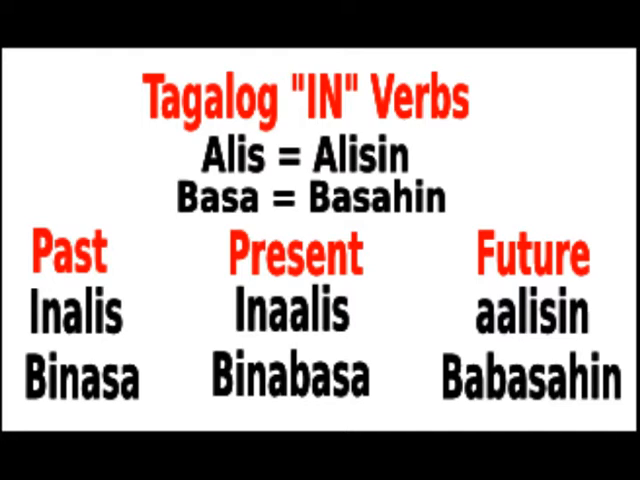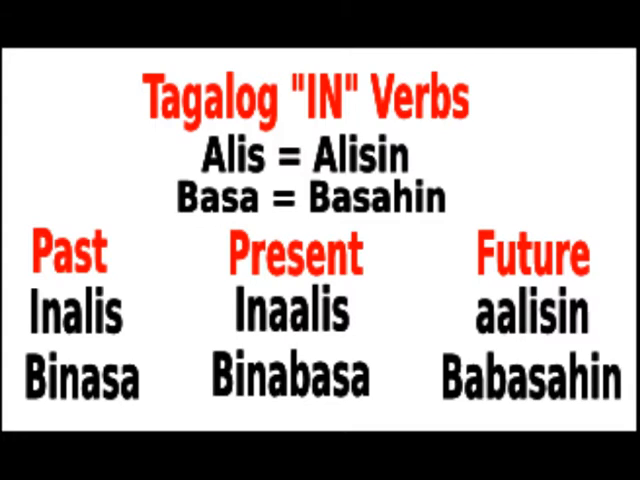Example: Alis, infinitive, alisin, imperative, alisin, past, inalis, present, inaalis, and future, aalisin. 2. For a verb with an end glottal catch and beginning with a consonant, add in, added at the end or after the first consonant, depending on the tense. Example: Basa, infinitive, basain, imperative, basain, past, binasa, present, binabasa, and future, babasain.